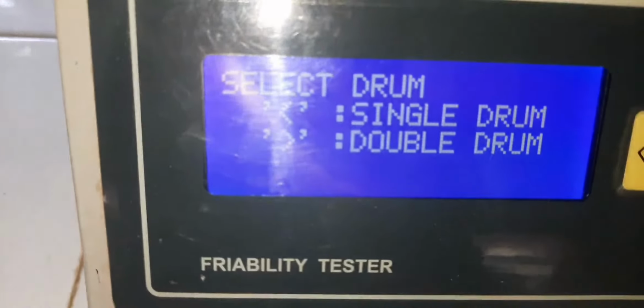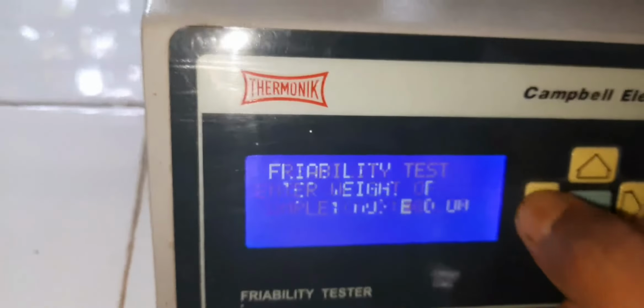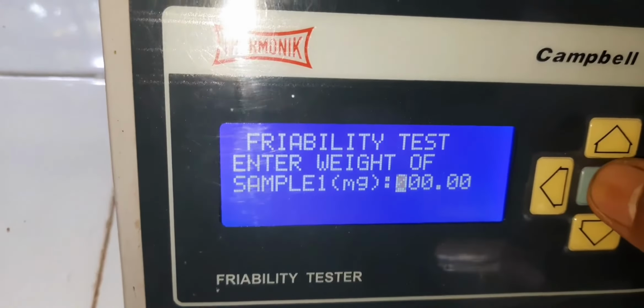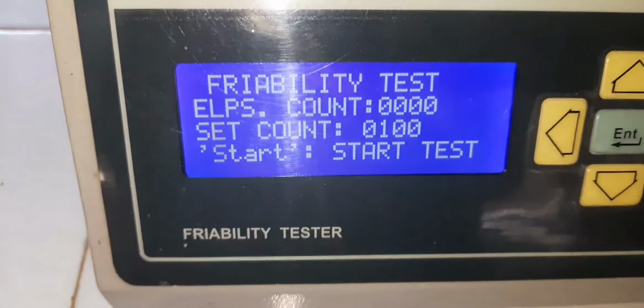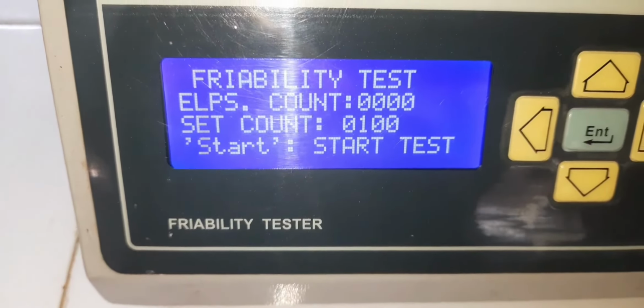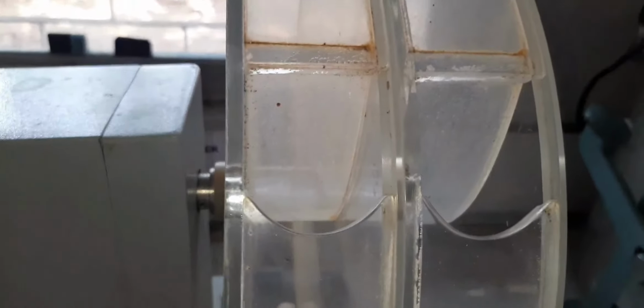After selecting the single drum, you have to put the weight. Now we are going to start the friability. Now put the 10 tablets in this single drum. You have to take the 10 tablets and put them in this way in the drum.